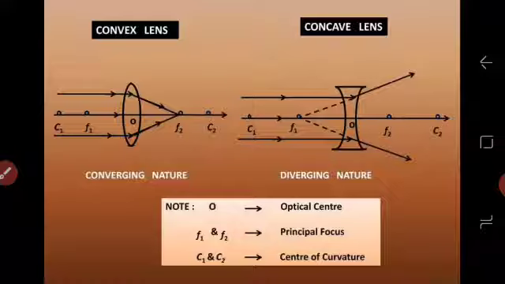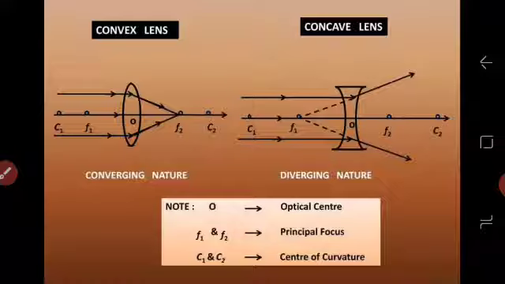When we extend these two refracted rays in the backward direction, this is an imaginary line, so we draw it with a dotted line. We see that both the lines meet at the point F1. Now, F1 is the principal focus of the first surface. Thus, we say that in case of a concave lens, the light rays after refraction appear to be coming from the principal focus. So we see that in case of a convex lens or a concave lens, the principal focus has a significant role to play.